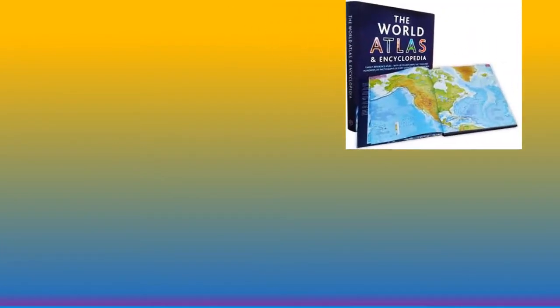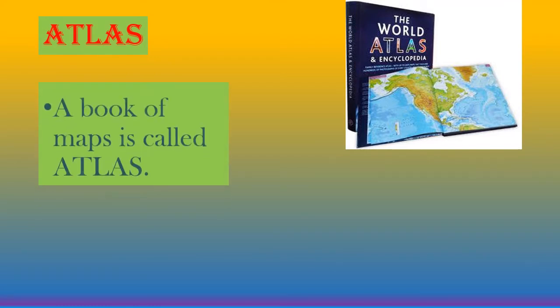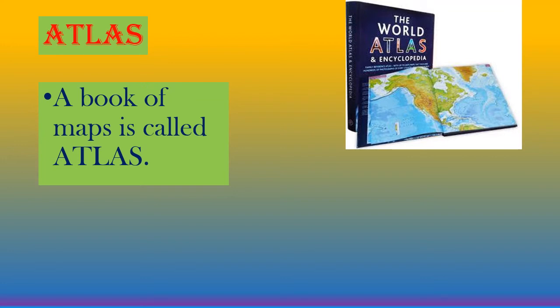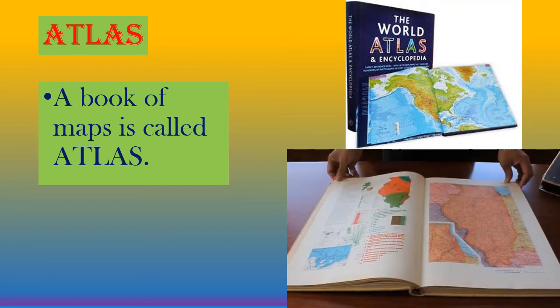So here comes the term atlas. What is an atlas? A book of maps is called an atlas. A collection of maps in a book is called an atlas. That's how it looks. So what is an atlas? A book of maps is called an atlas.